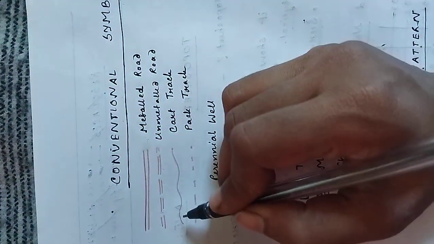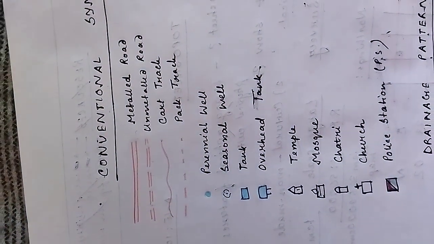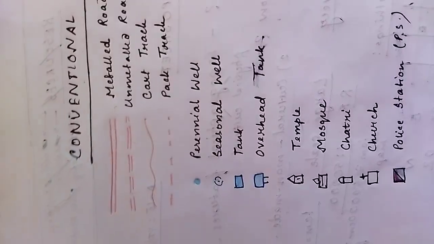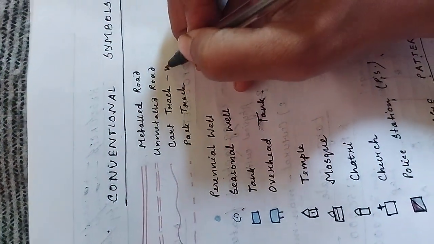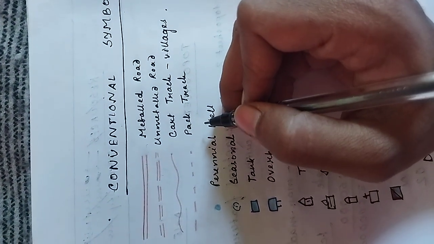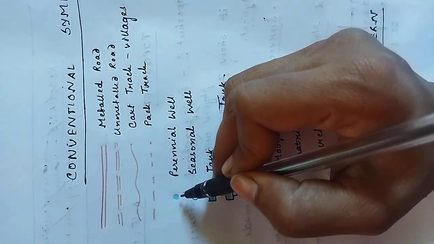So cart track, this line denotes a cart track, meaning the movement of cows and the vehicles for the cows. So these are the roads which are usually found in villages. Okay, now this is a pack track, which denotes the movement of animals only through this path. Okay, now there are other symbols as well.